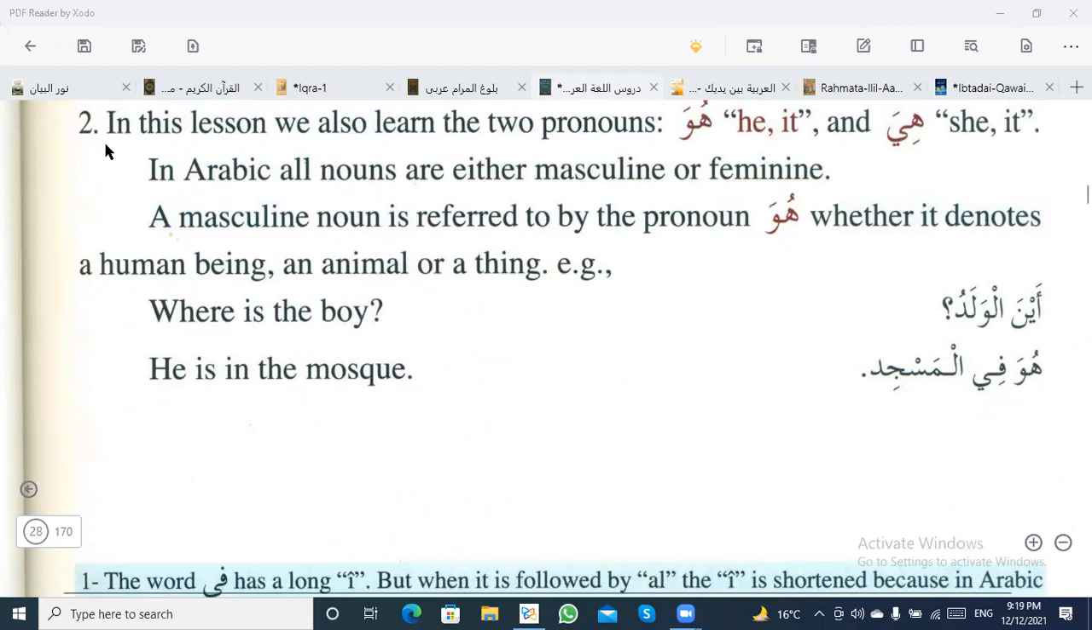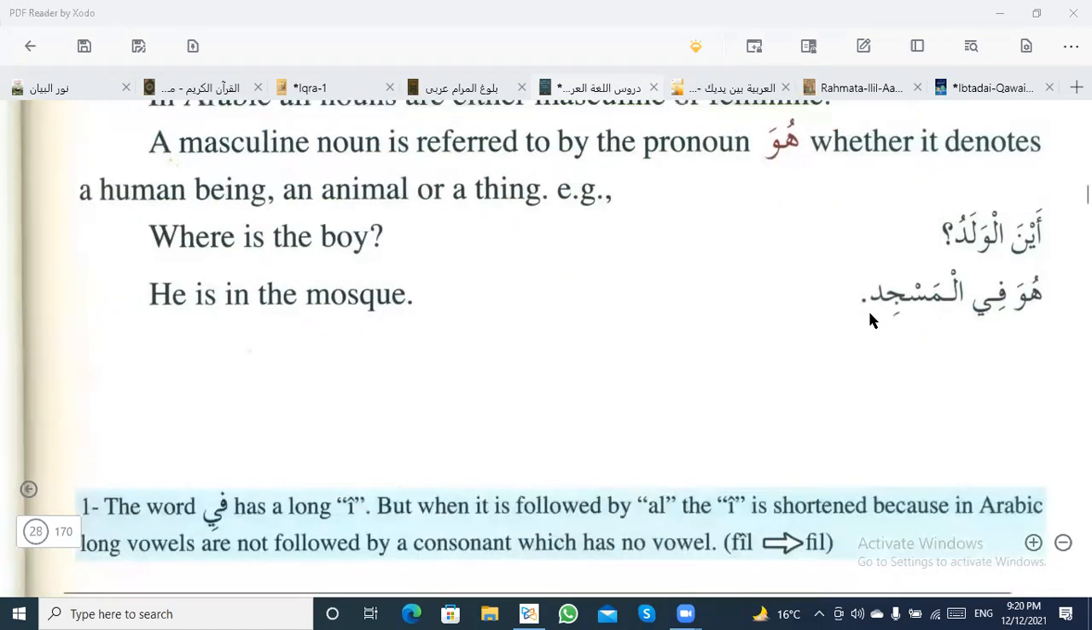Okay, start reading. Number two: in this lesson, we also learned the two pronouns. Huwa means he, it, and hiya means she, it. In Arabic, all nouns are either masculine or feminine. A masculine noun is referred to by the pronoun huwa, whether it denotes a human being, an animal, or a thing. For example, Aina al-waladu? Where is the boy? Huwa fil masjidi. He is in the mosque.